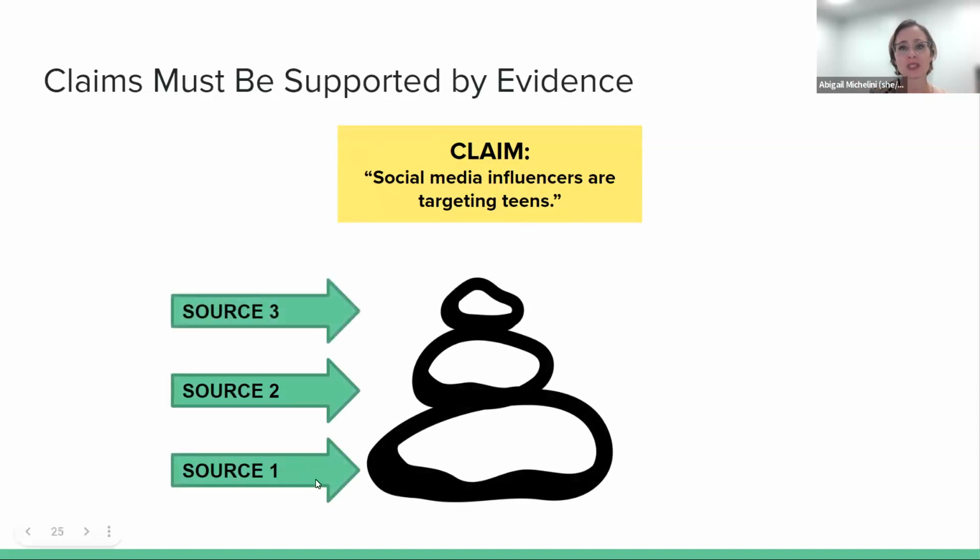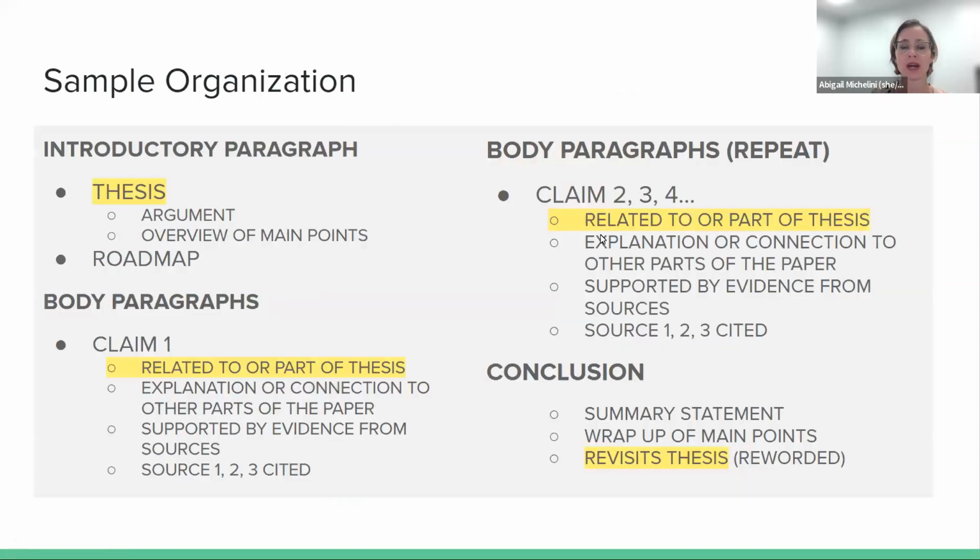So you might have a source that talks about how social media influencers are targeting a certain group of teens, how they target those teens through visuals or ads, and then how they make them want their lifestyle, right? So you might have a few sources supporting this particular claim. Make sure you have at least one source, okay? In every claim, in every paragraph that you have, you need that evidence to show that what you're saying is true, okay?